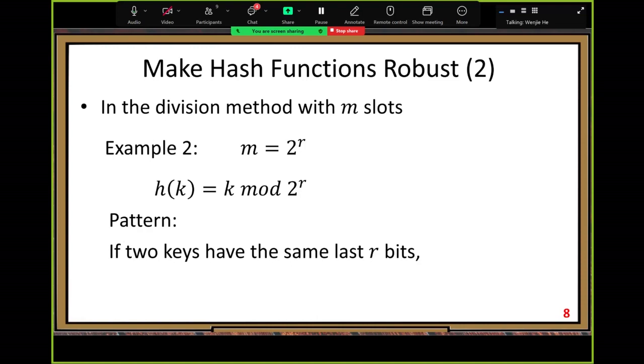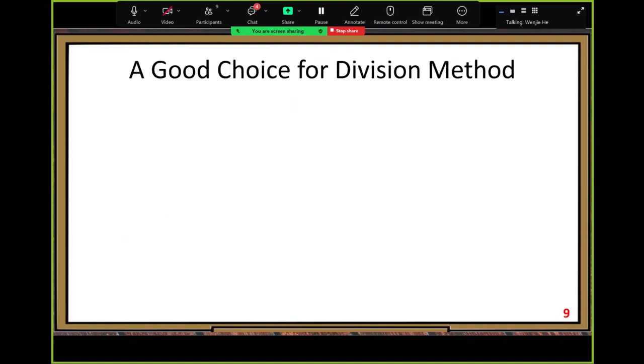Then you need to handle the collision problem. You need to spend a lot of time to handle the collision problem. So your overall search performance will be very slow. So this is another example where you have a very bad hash function, so your search performance will be very slow.